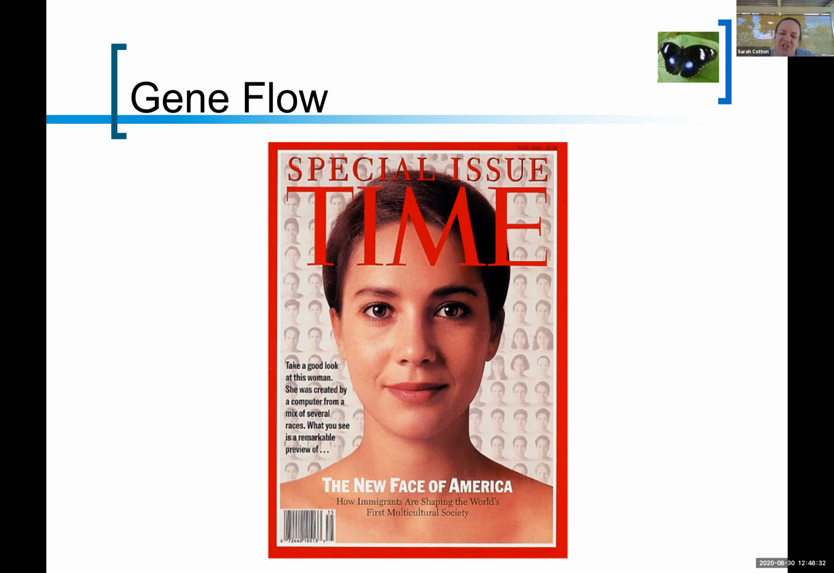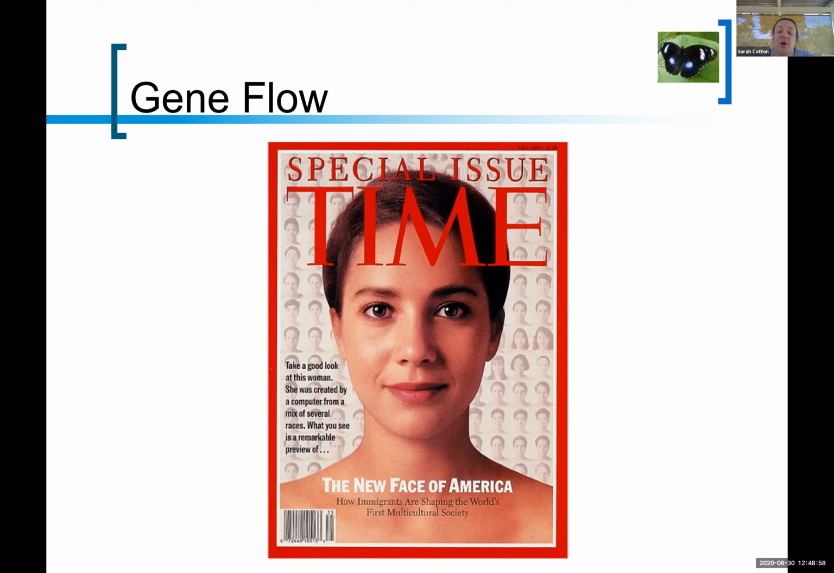So what they did is they took a bunch of images, you see all the images in the background of that magazine cover, and they took a computer and fused all the images together to make her. So she's not a real person. They just used a bunch of images to create her. The point of this issue of Time was talking about multiculturalism and all that kind of stuff.